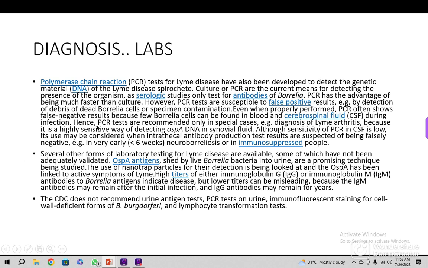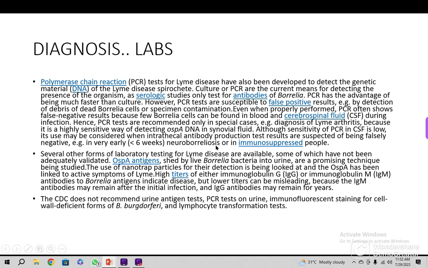The PCR often shows false negative results also, because few Borrelia cells can be found in the blood and the CSF during the infection. So that's why the ELISA is preferred in this condition. However, PCR is only recommended in special cases, for example diagnosis of Lyme arthritis, because it is a highly sensitive way of detecting OspA DNA in the synovial fluid. Although sensitivity of PCR in CSF is low, its use may be considered when the intrathecal antibody production test results are suspect, because you cannot exclude it, especially when falsely negative. And PCR may be helpful, although the upper hand is with ELISA IgM in these cases, or the histopathology of the synovial fluid.